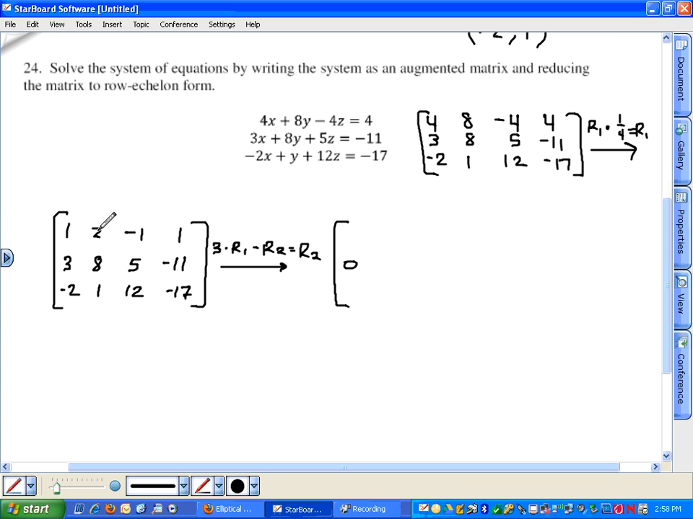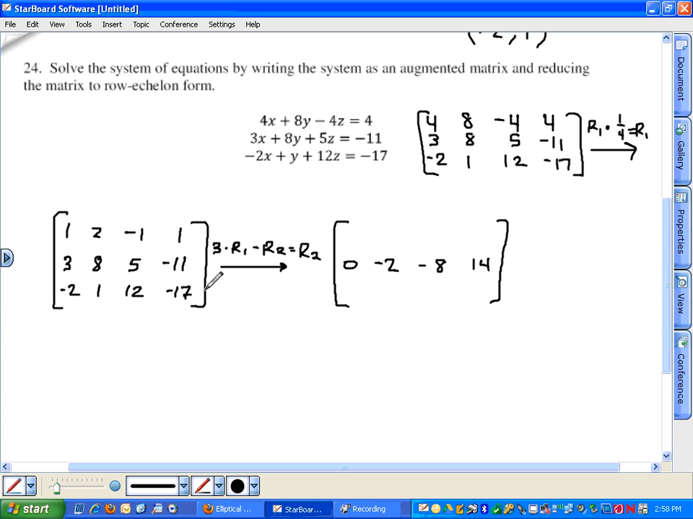So 3 times row 1 minus row 2 is going to put a 0 here. 3 times row 1 makes that a 6. When you subtract 8, you get negative 2. 3 times row 1 is negative 3, minus 5 is negative 8. And 3 times row 1 is 3. 3 minus negative 11 is 14.